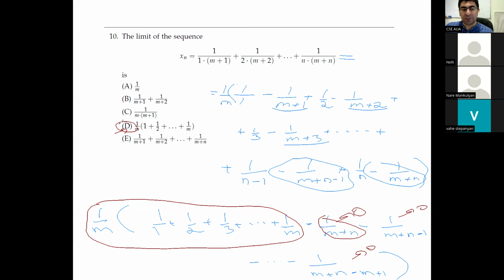2024 show work 2 and 3. Okay. This is the test 2024 show work number 2. Calculate the limit of this sequence.